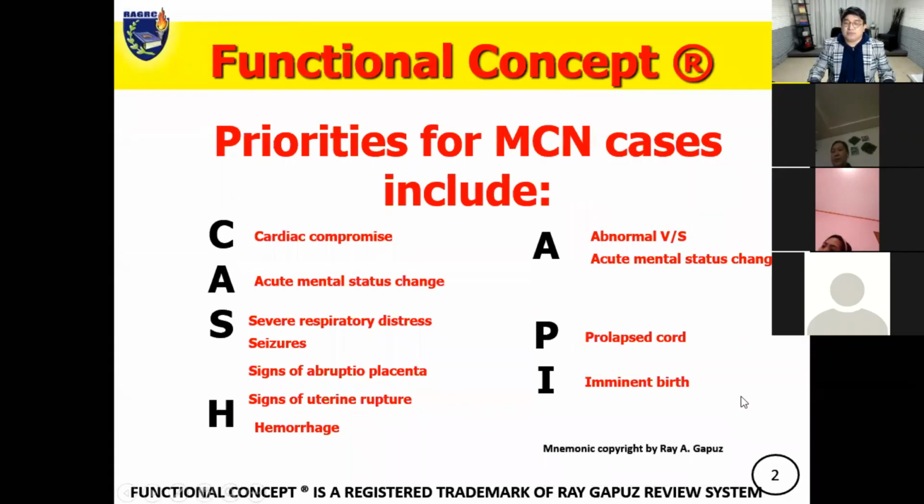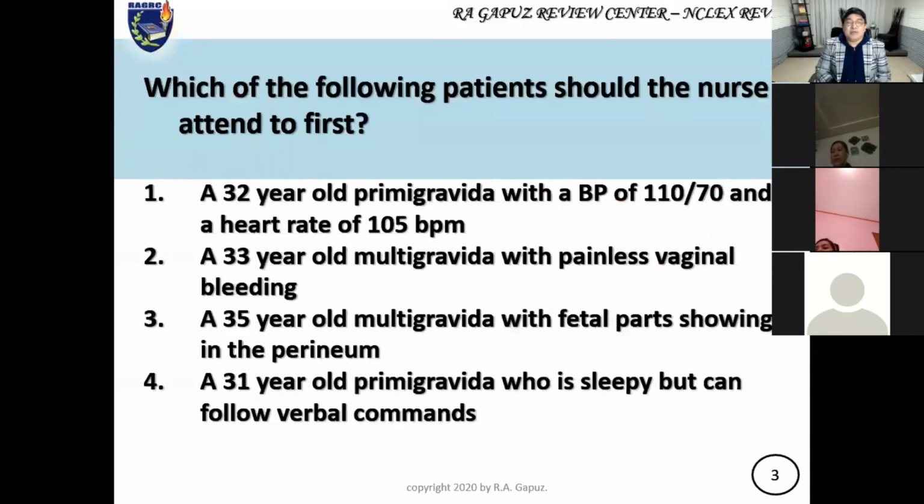So always remember what we have learned. Let's apply it. Which of the following patients should the nurse attend to first? A 32-year-old primigravida with a BP of 110/70. What did we say a while back?